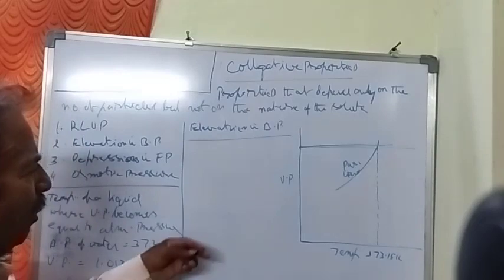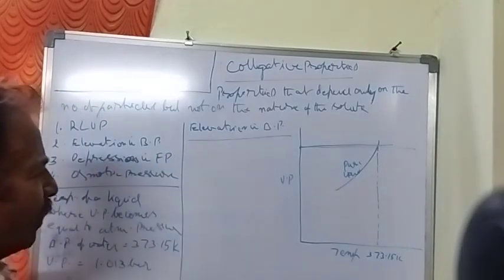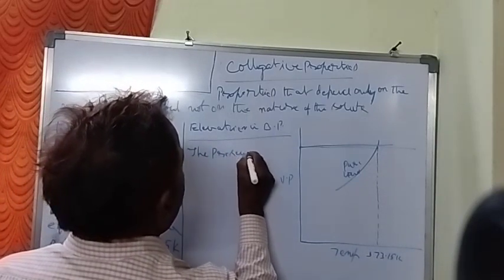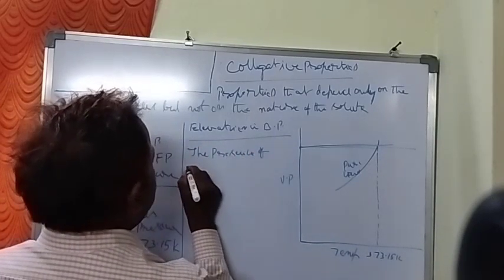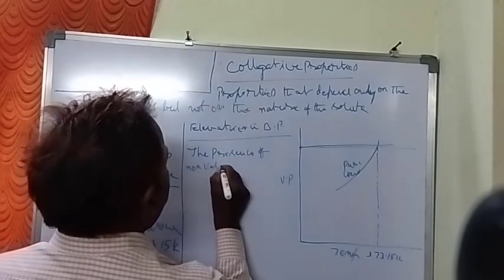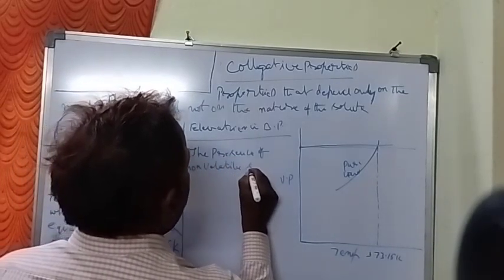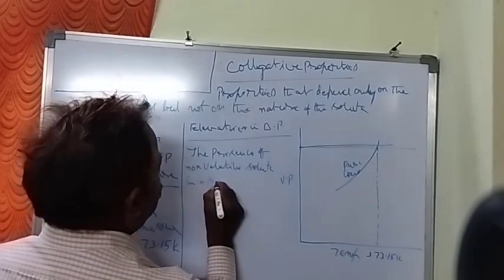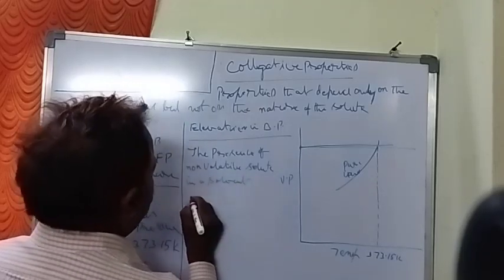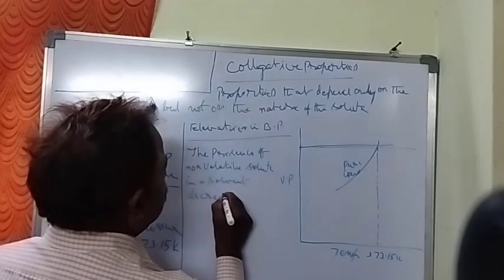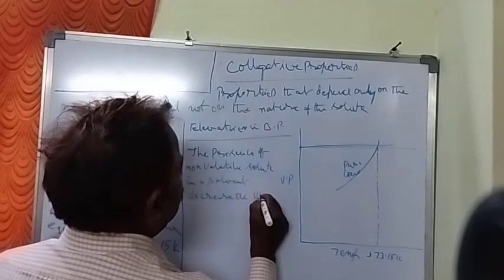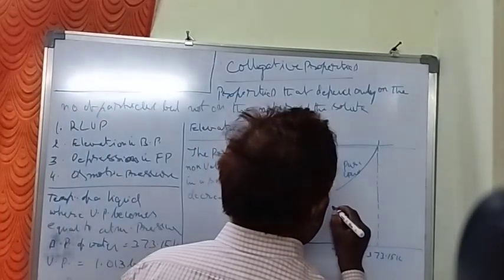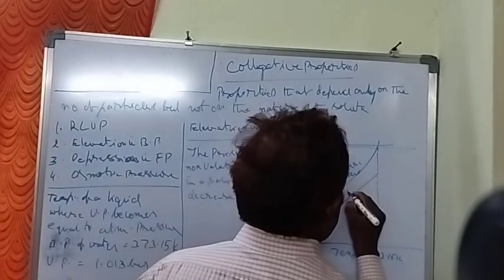Now, if we add a non-volatile solute, we know that the presence of a non-volatile solute decreases the vapor pressure. How it decreases we discussed already. So the presence of a non-volatile solute in a solvent decreases the vapor pressure. Suppose we add a solute to this solvent, so this is the curve of the solution.